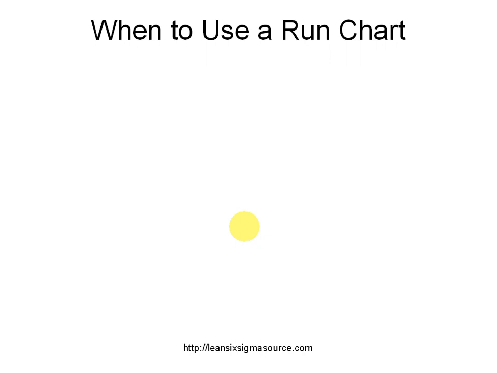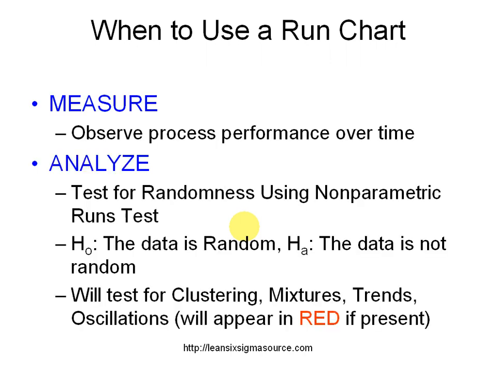Now, when do you want to use a run chart? Well, first you want to use it in the measure phase, when you want to observe the process performance over time. And then in the analyze phase, you may want to check to see if the data is random or not. SigmaXL will actually conduct the test for you to see if you have either clustering, mixtures, trends, or oscillations. And the results will appear in red if you have any of these types of variation present.